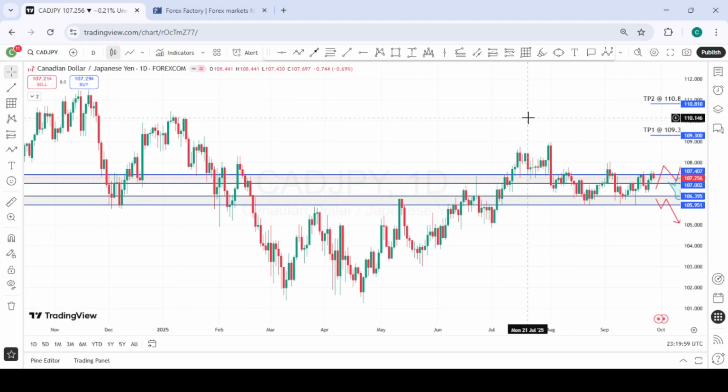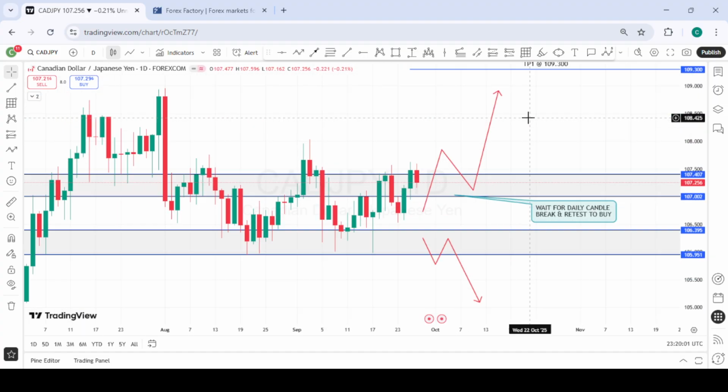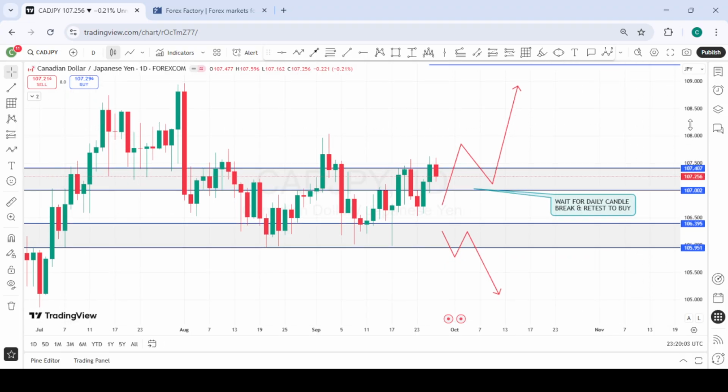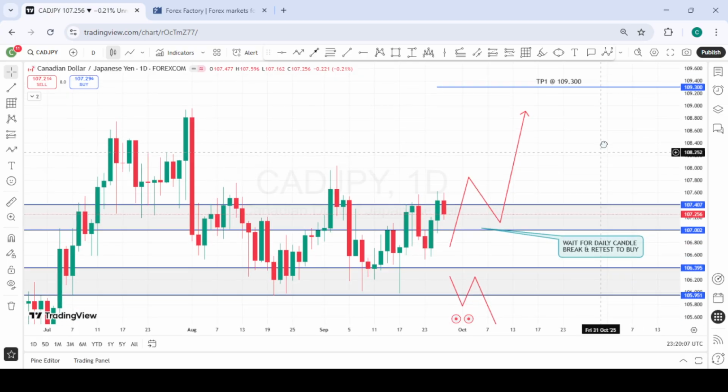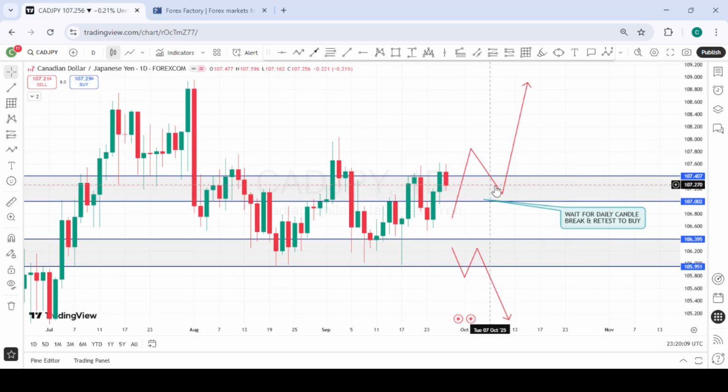We have here CADJPY. We had it set up from last week, and we actually had a break above this zone, but the break was not too strong. We're expecting price to break above this zone and get us a retest and buy to the upside, but the break wasn't too strong.